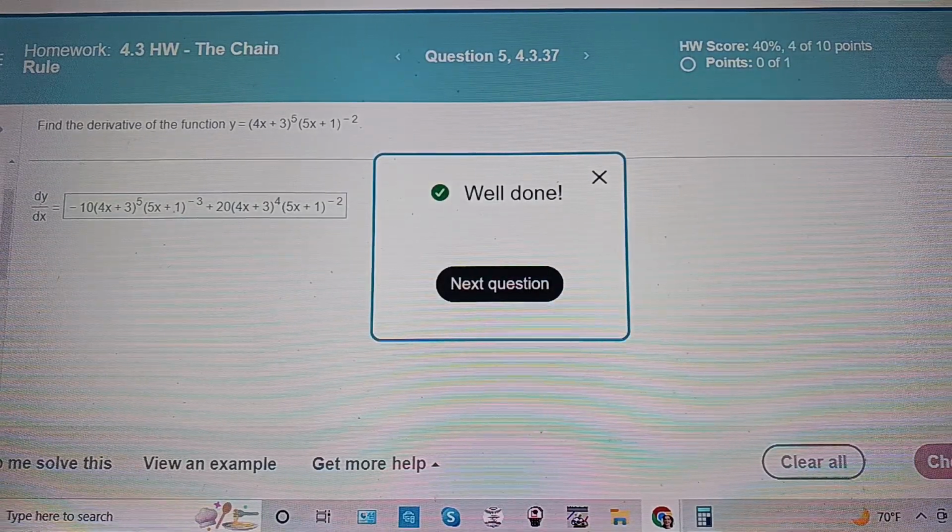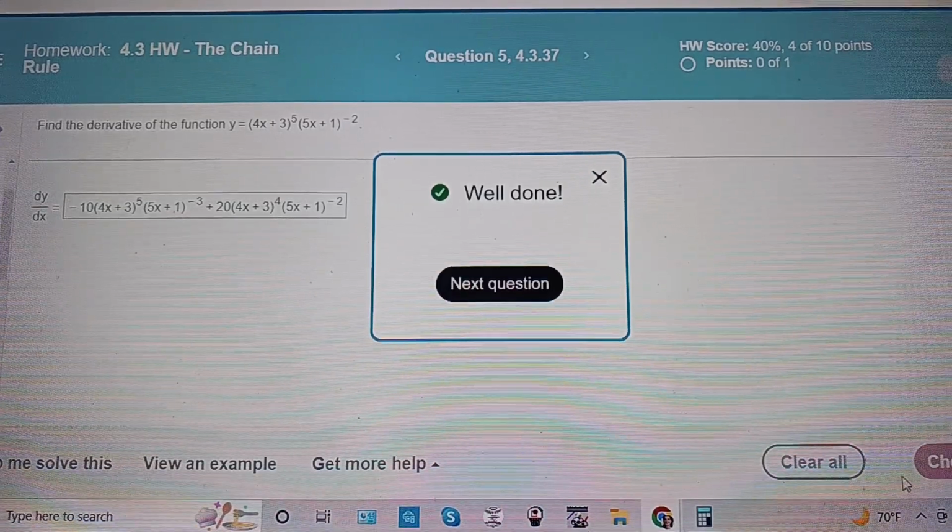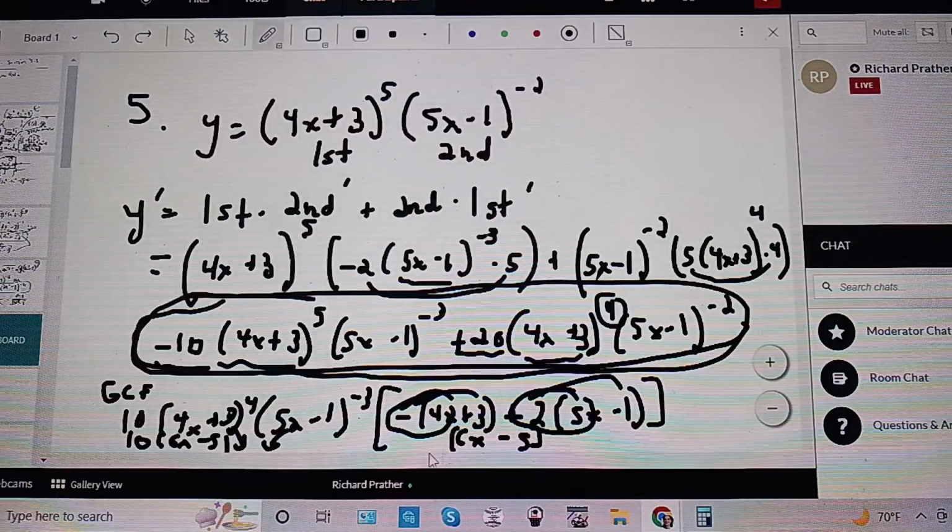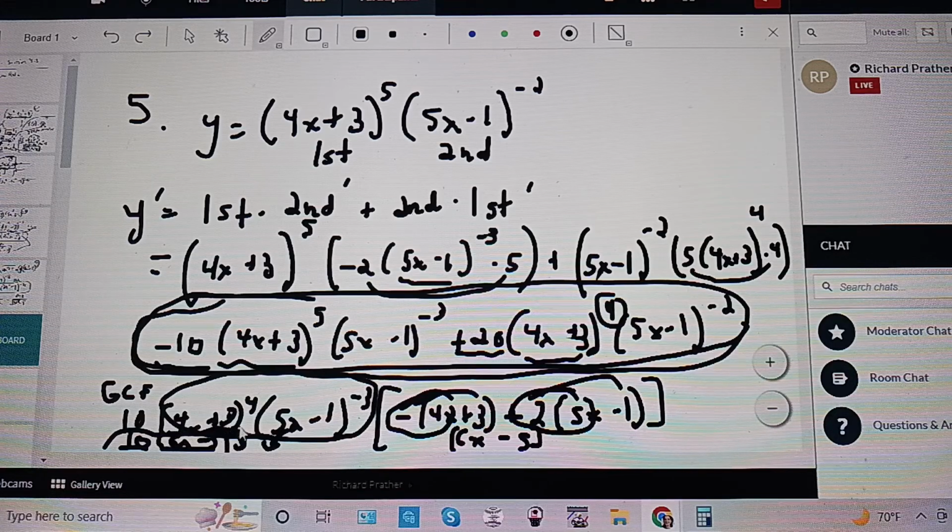See, they took all that, so all that distributing and GCFs that could be done, and it wouldn't be wrong to say the answer is down here. You could say this is the answer if you put all this together. So you'd have to have the 10, you'd have to have the 6x minus 5, you'd have to have the 4x plus 3 to the fourth, and the 5x plus 1 to the negative 3. If you had all 4 of those multiplied together, that would be an equivalent answer. And it looks nicer than this big mess right here, is the advantage of it.